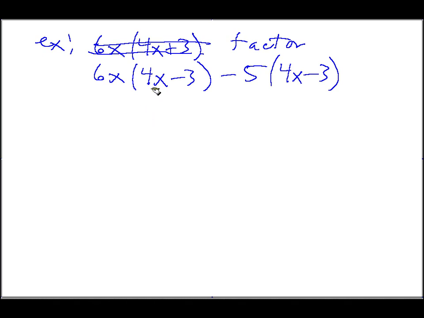Okay then, so what's the GCF? Once again, you see 4x minus 3 in common here, right? So the GCF is going to be what? 4x minus 3. Okay, GCF is 4x minus 3.